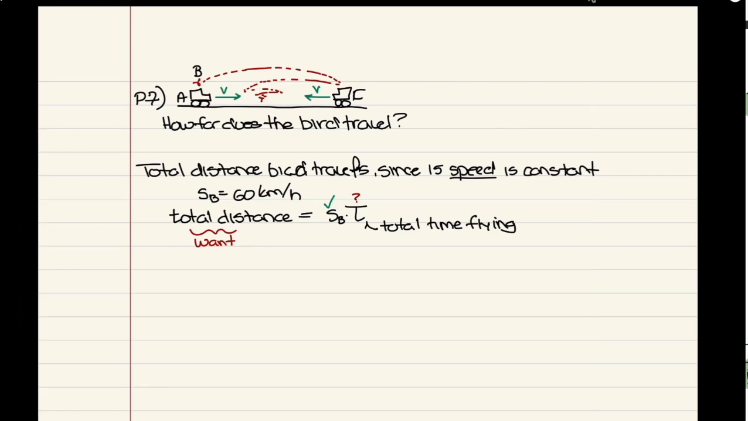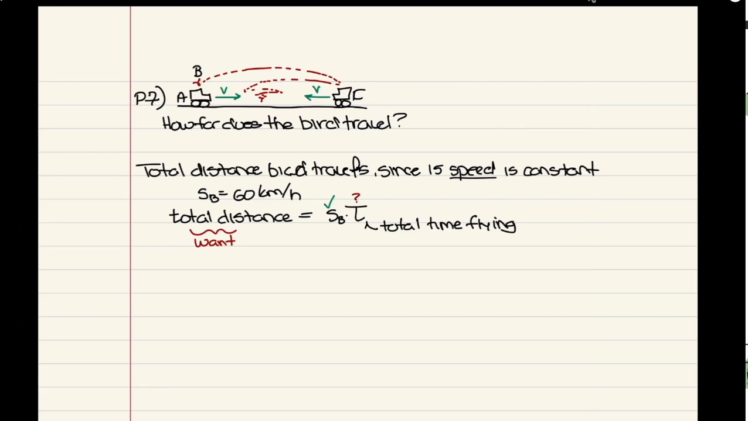But we have two other things in the problem. We have the two trains that are on a collision course from one another. So what we could ask ourselves is, in this case, not only their speeds, but their velocities are never changing either. They're always moving toward each other.